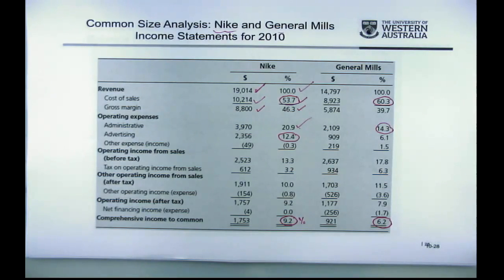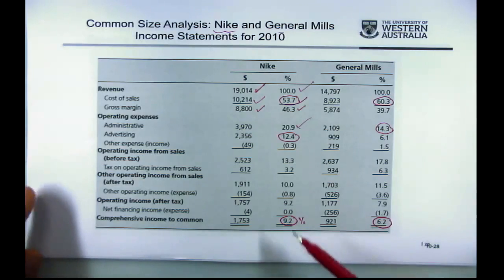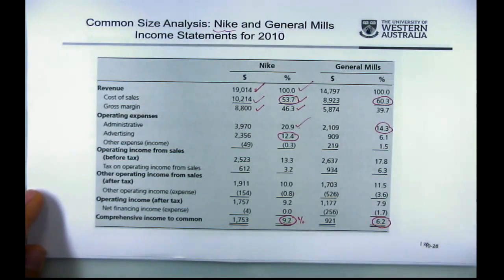So when we compare these two ratios, we can see that Nike was doing better in that year, did better than General Mills. Each dollar of sales generated a net profit of 9.2 cents. For General Mills, the ratio was 6.2. So each dollar generated a net profit of 6.2 cents.